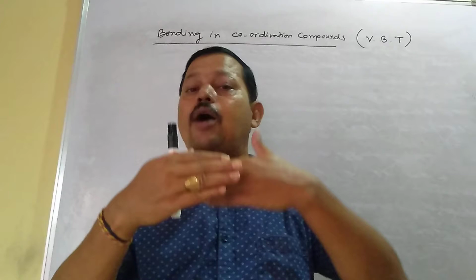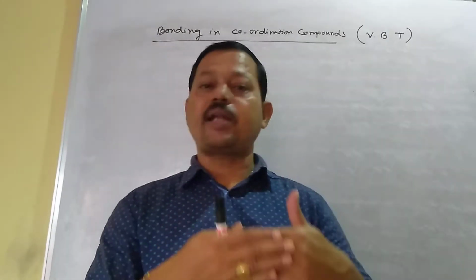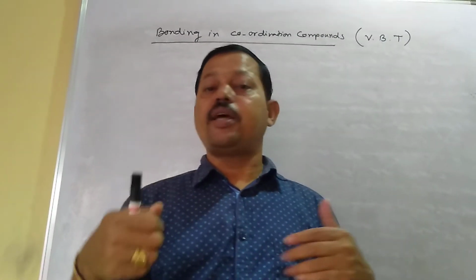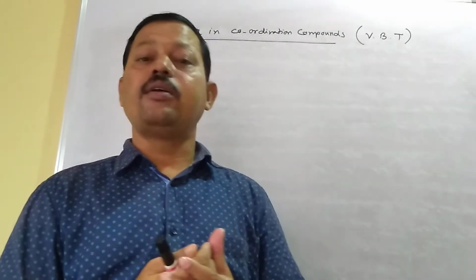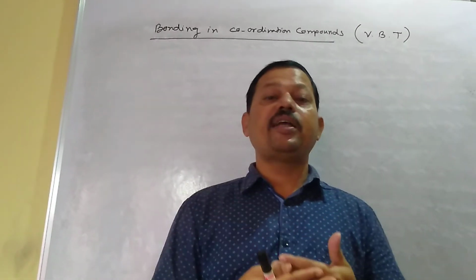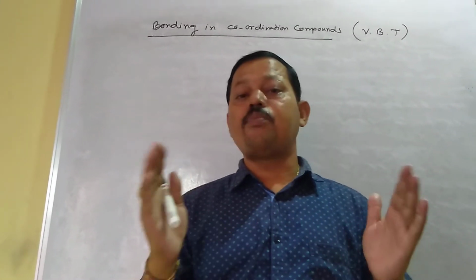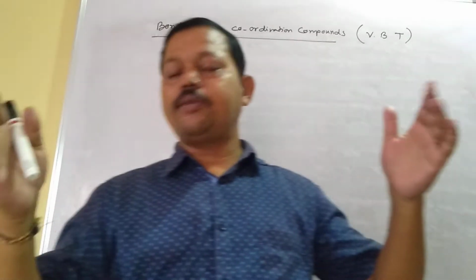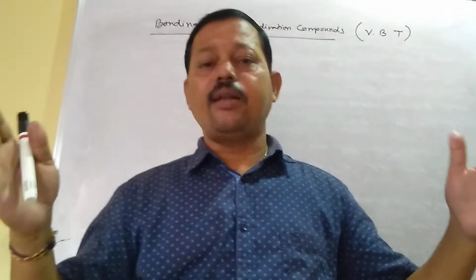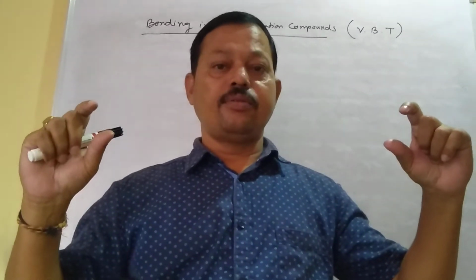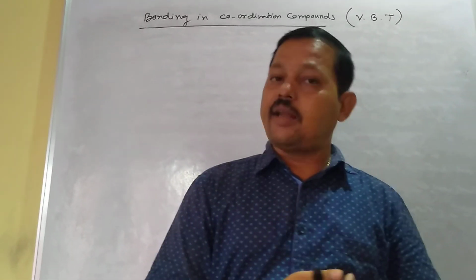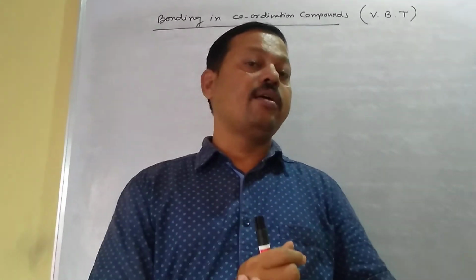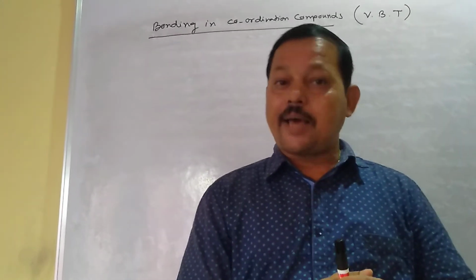So you should know how to find out the hybridization state of the metal. If you know how to find out the hybridization state of the metal, then you can find out the structure, what type of structure is contained by the complex. And secondly, you can find out the magnetic property also, whether the complex will be paramagnetic or diamagnetic. After hybridization, if the metal contains some unpaired electron, then the complex will be paramagnetic. And after hybridization, if all the electrons in the metal are paired, then that type of complex is said to be diamagnetic.